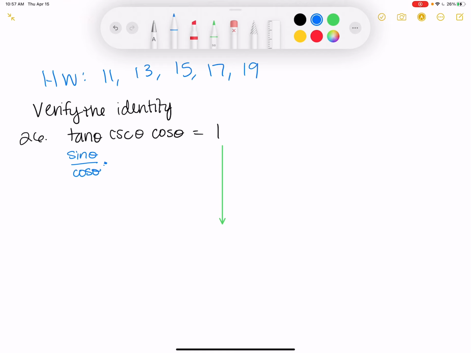1 over sine of theta, and then times cosine of theta. It cancels out and makes 1. Sine cancels sine. Cosine cancels cosine. 1 is left. 1 equals 1.